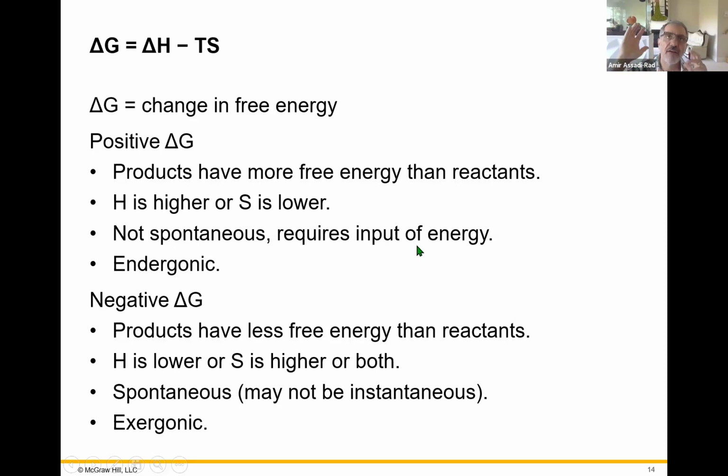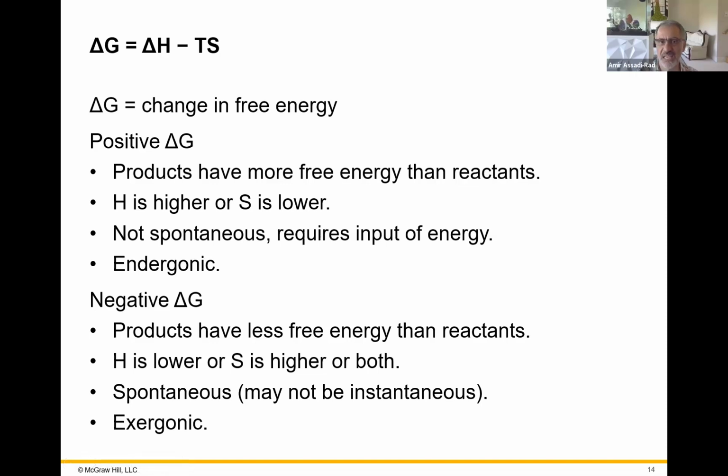When you want to have photosynthesis to put the molecules together, you need this energy from the sun. When you're putting ADP together with phosphate to make ATP, you need some energy. Okay, the negative delta G, change in energy, products have less free energy than the reactants.